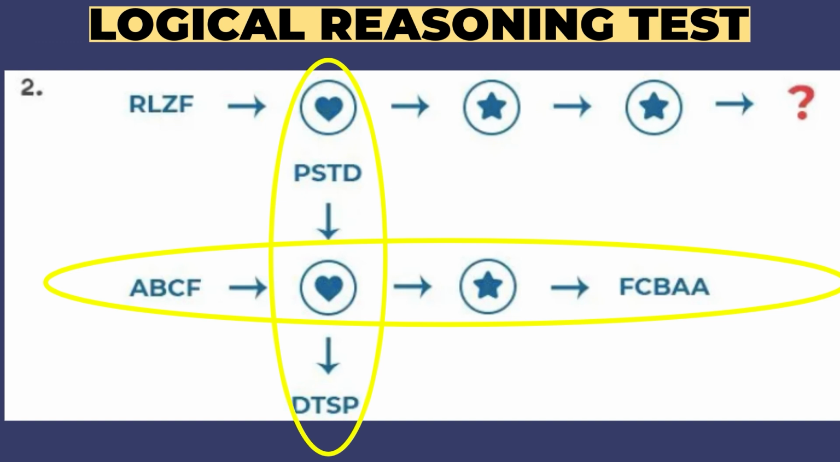Putting this information into the unsolved part, we get the following. RLZF modified by the heart gives us FZLR. FZLR modified by the star gives us FCLRR. FCLRR modified by the star gives us FCLRRR. So the final answer is FCLRRR. The last type of test is the situational judgment test.